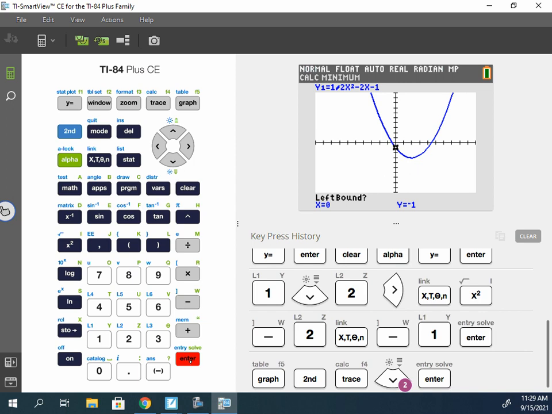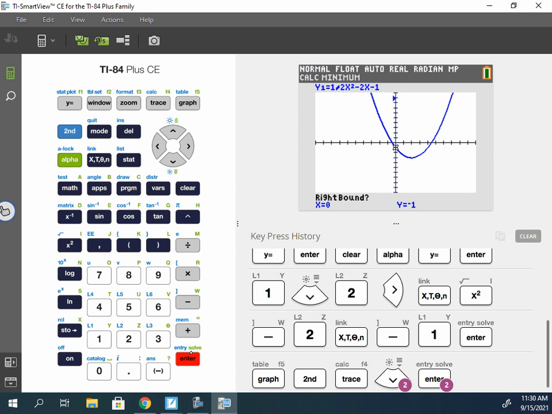At the bottom it says left bound. What this is asking is to pick a point to the left of the minimum value. Well, is that blinking X already to the left of it? Well, where's the minimum value? At the bottom of that view. So it's already to the left. So we can go on and hit enter.